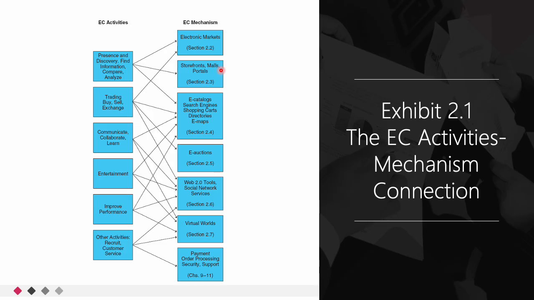Like in Taiwan, we have Taipei Yiling, one of the shopping malls in Taipei. And then the portals are the hubs for services like Yahoo. That's one of the examples. And then e-catalogs. Okay, what is it?